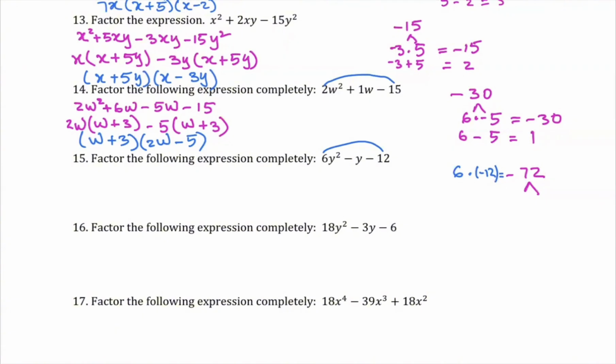And these two numbers will be negative 9 and positive 8. So when we multiply, that's clearly negative 72. But when we add, it is negative 1. So coming here, the three-term expression will become 6y squared minus 9y plus 8y, which is negative 1y, minus 12. First group, GCF is 3y, so that is 2y minus 3.